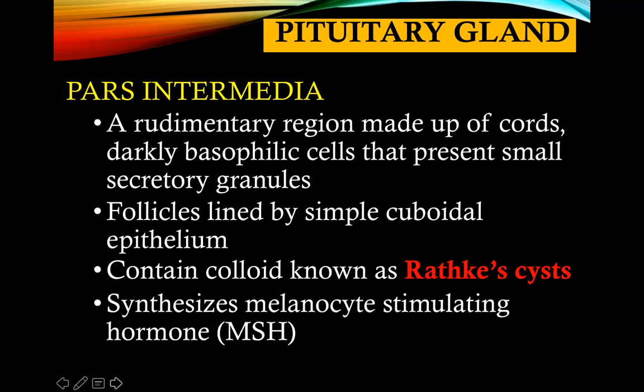Now, this is a rudimentary region that is made up of cords of darkly basophilic cells that present small secretory granules. The pars intermedia follicles are actually lined by a simple cuboidal epithelium, and they contain colloid known as your Rathke's cyst. Now, Rathke's cyst is the characteristic feature of your pars intermedia located in the anterior pituitary gland. The pars intermedia cells synthesize MSH, or the melanocyte-stimulating hormone that will act upon the epidermis of the skin.